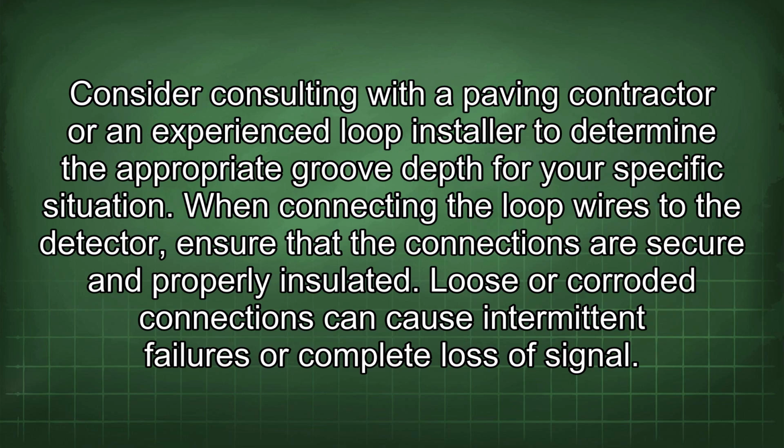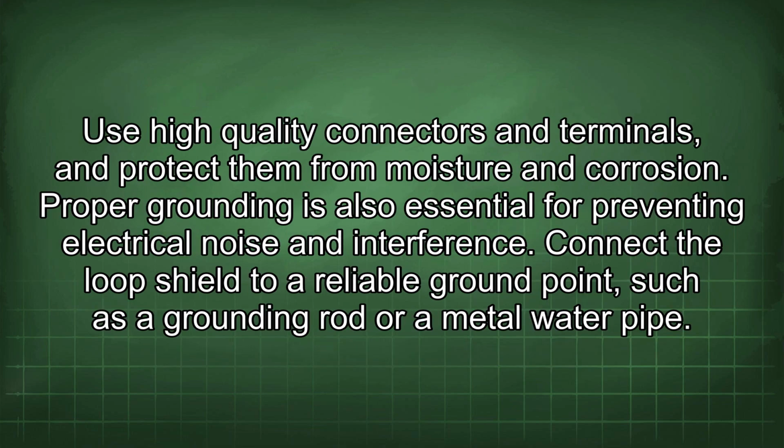Loose or corroded connections can cause intermittent failures or complete loss of signal. Use high-quality connectors and terminals, and protect them from moisture and corrosion. Proper grounding is also essential for preventing electrical noise and interference. Connect the loop shield to a reliable ground point, such as a grounding rod or a metal water pipe.